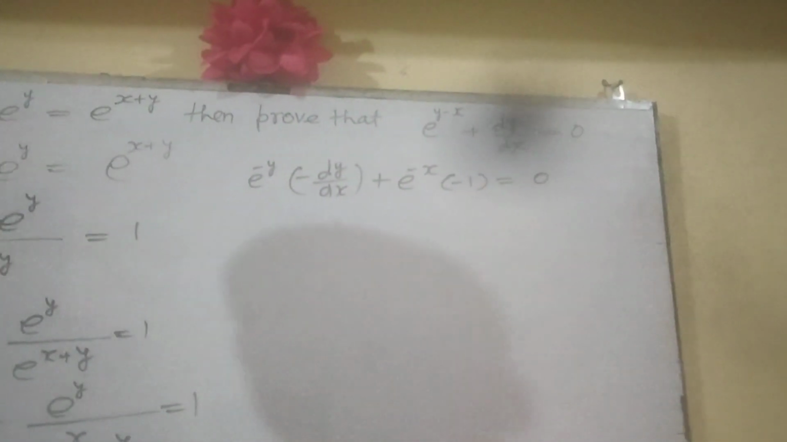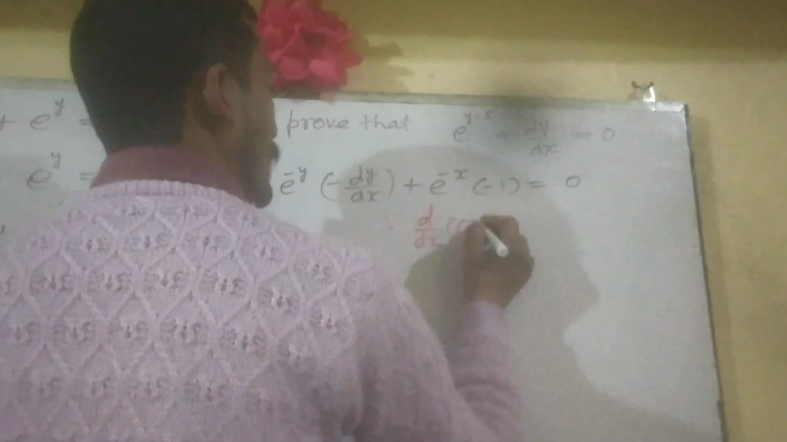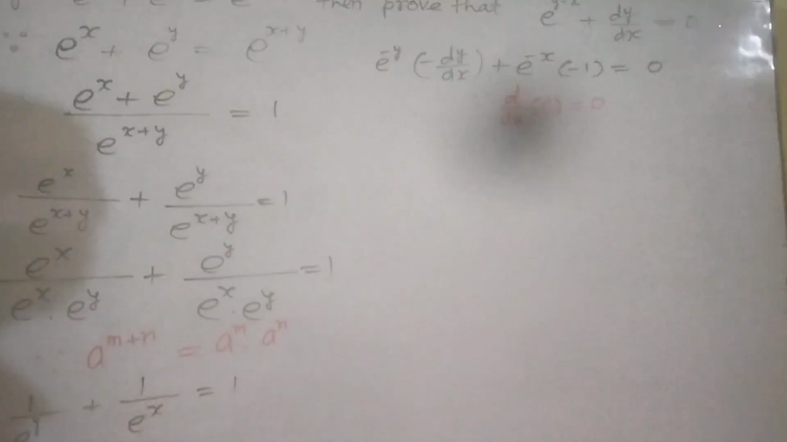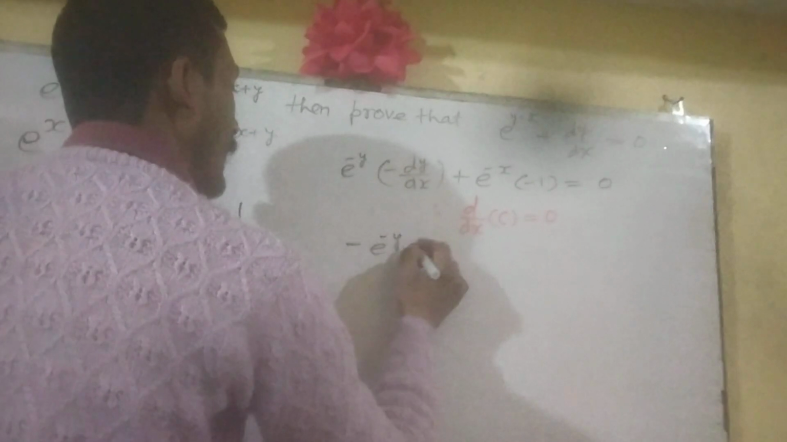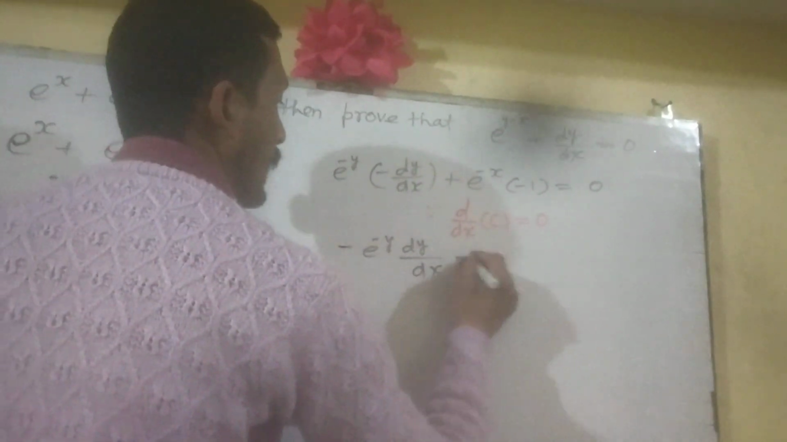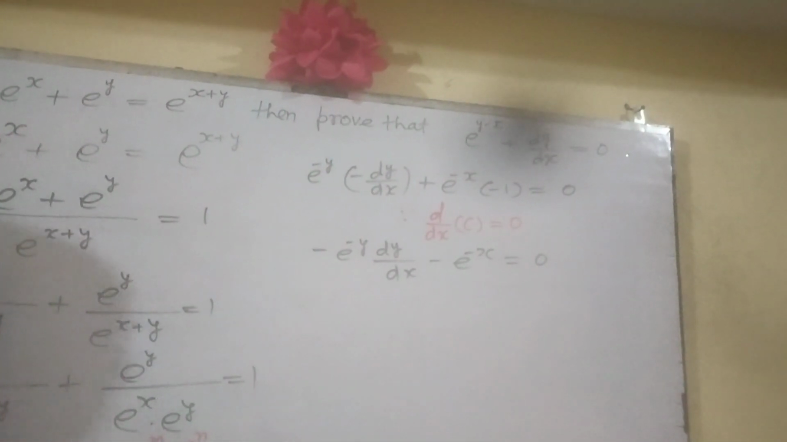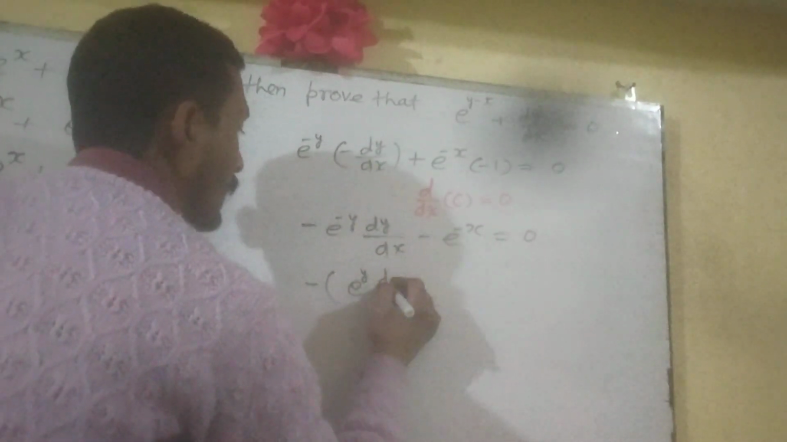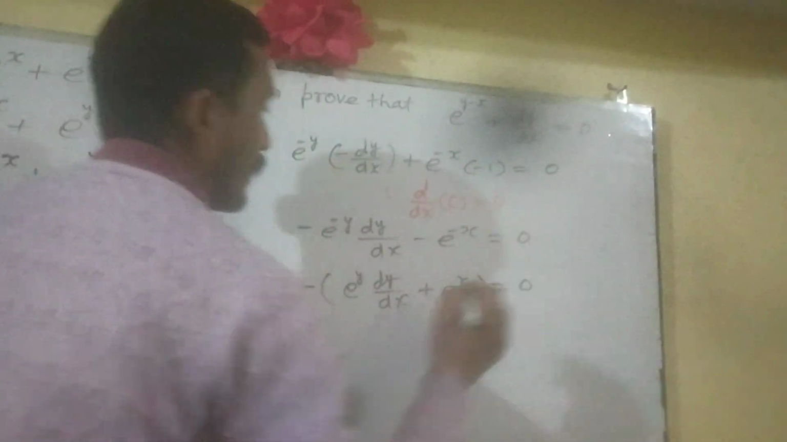Why? Since d upon dx of c equals 0, c is a constant term. Here 1 is the constant term, therefore its differentiation will be 0. Okay, now minus e to the power minus y dy upon dx minus e to the power minus x equals 0. Now minus is common here, so taking minus common, e to the power minus y dy upon dx plus e to the power minus x equals 0.